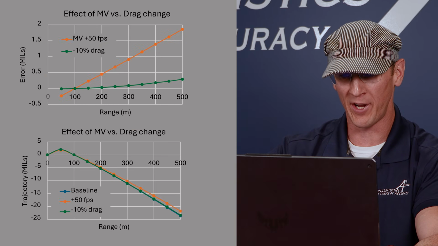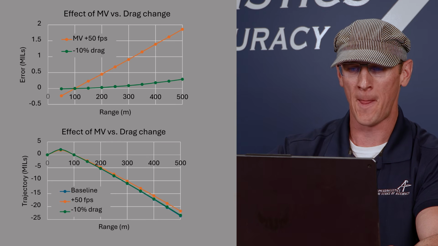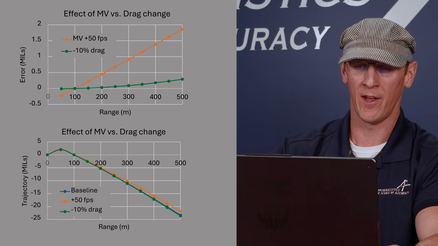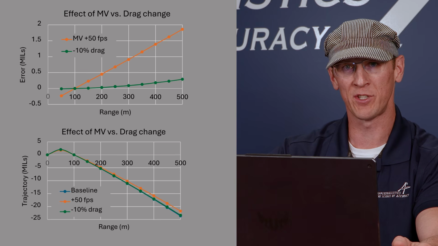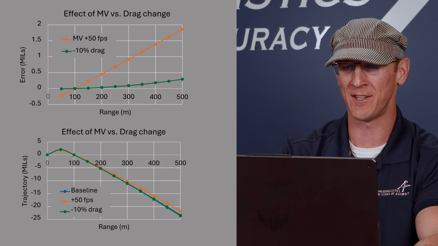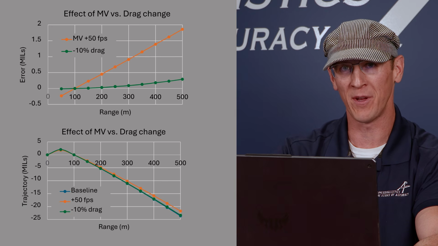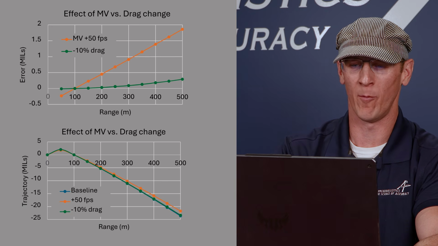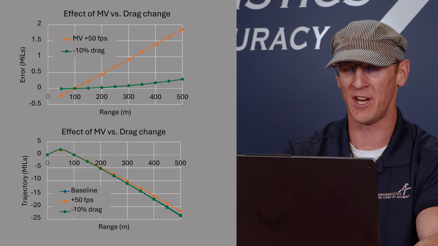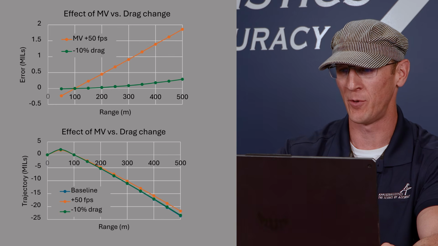So we've plotted a baseline trajectory out to 500 yards for subsonic, and we're showing the effect of a plus or minus 50 foot per second and a plus or minus 10% drag. All right, whenever we do minus 10% drag, it's almost the exact same trajectory. I think it's within 0.3 mils at 500 meters with a 10% change in drag. But when we have a 50 foot per second change in velocity, the change is very huge and dramatic.